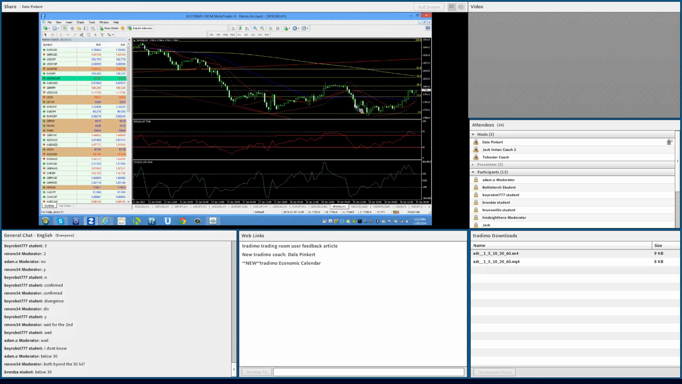So then we start heading down. And these are not exactly textbook, but it was a divergence, a shade under my 30 at 27 right here, still a higher reading than 24. And something else that you want to tie in with this, and this is why I wait for two divergences, is something called a three drive formation.